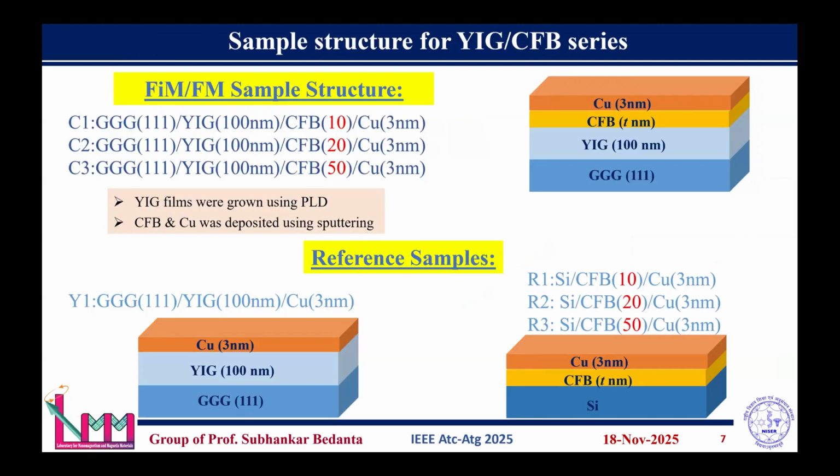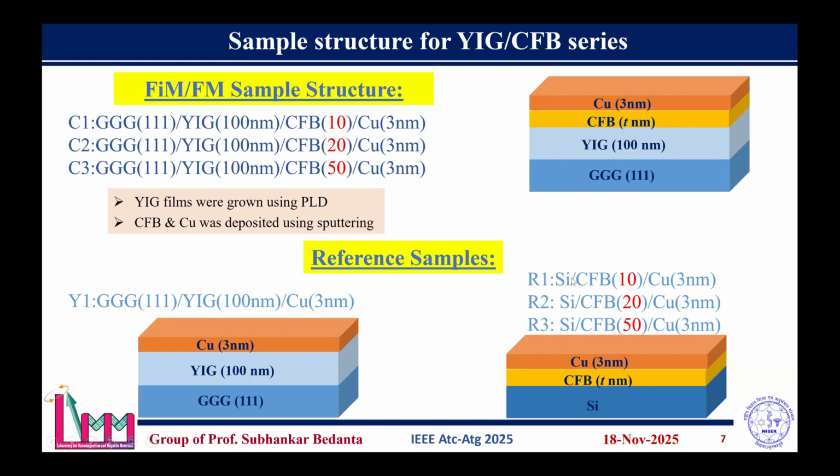So we have fabricated these thin films in this manner, like C1, C2, C3, where we have grown the YIG films on the GGG substrate at 600 nanometer thickness, and varied the cobalt iron boron film with thicknesses of 10, 20, and 50 nanometers, with a top capping of copper 3 nanometer to protect these samples from the atmosphere. And parallelly, we have also grown reference samples of single-layer YIG and single-layer cobalt iron boron.